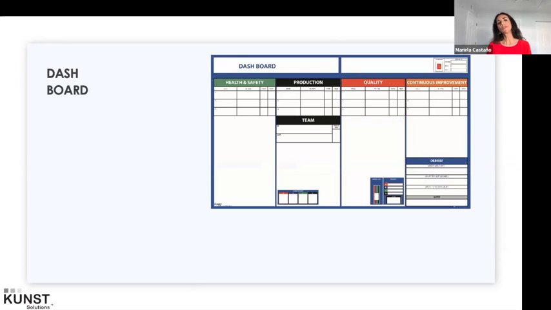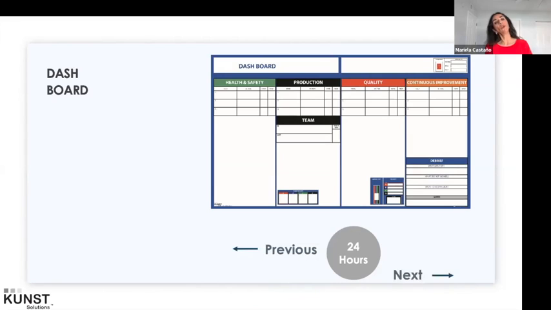Well, the use of an enabler, like a dashboard, an enabler that is going to allow you to understand what happened in the business in a 48-hour window. 24 hours, click next, please, where we review what happened on the previous 24 hours, and then we plan what is going to happen on the next 24 hours.